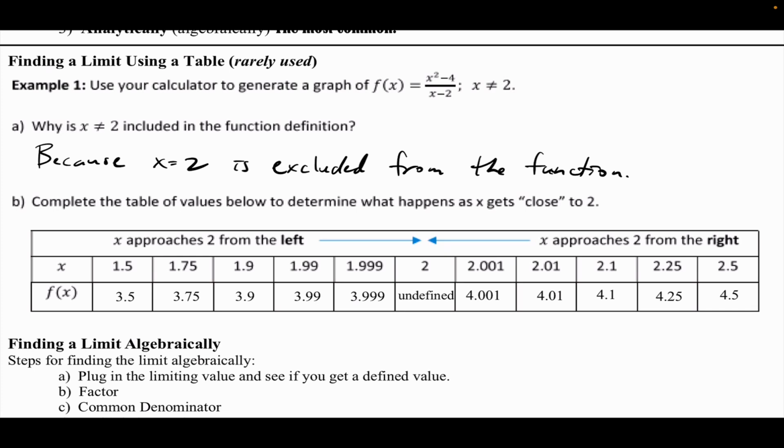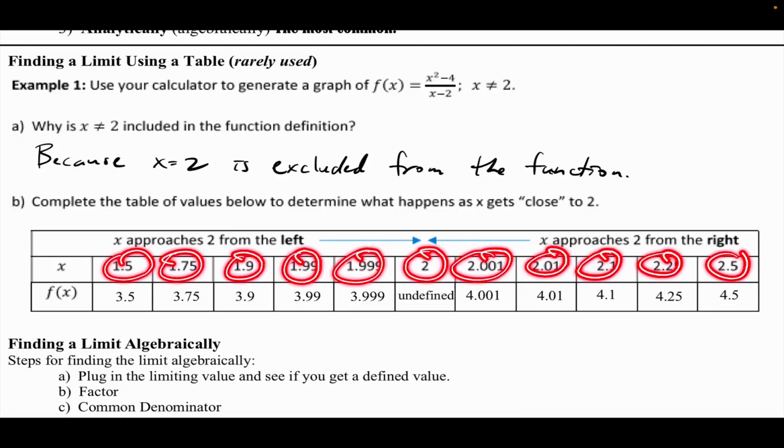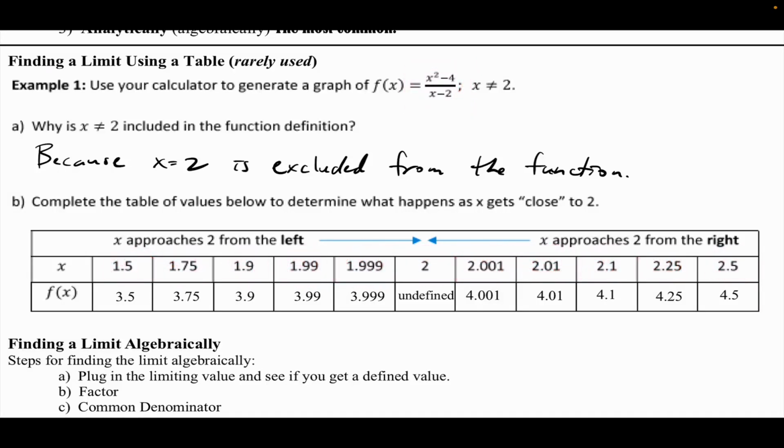Okay, so how did I get the table? I plugged in all of these values. I used my calculator early, and I plugged them into here. So 1.5 squared minus 4 over 1.5 minus 2 is 3.5, and so on and so forth.